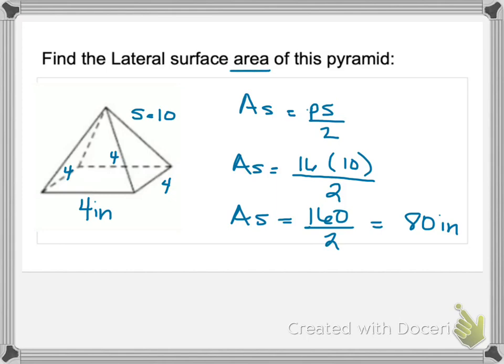Well, we're talking about area, so it's squared. So we have 80 inches squared for the lateral surface area. So if I was going to paint the outside of this pyramid, I'd need enough paint to cover 80 square inches.